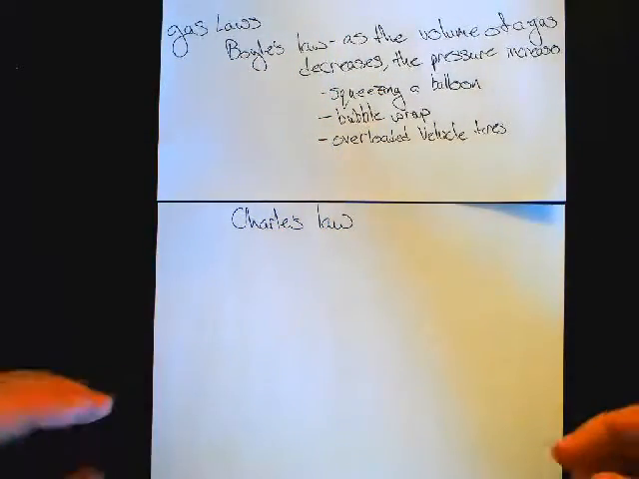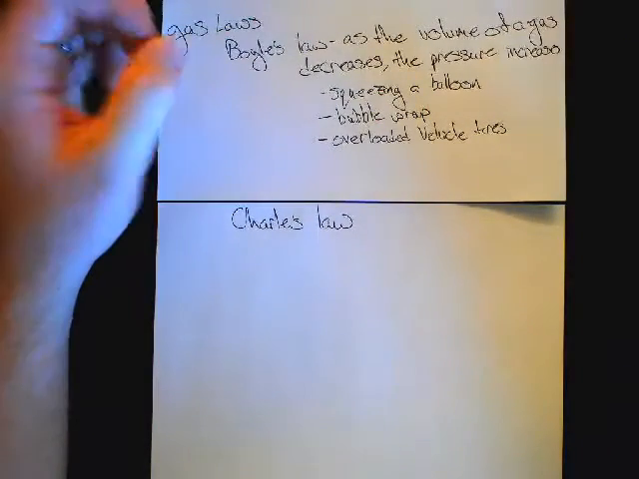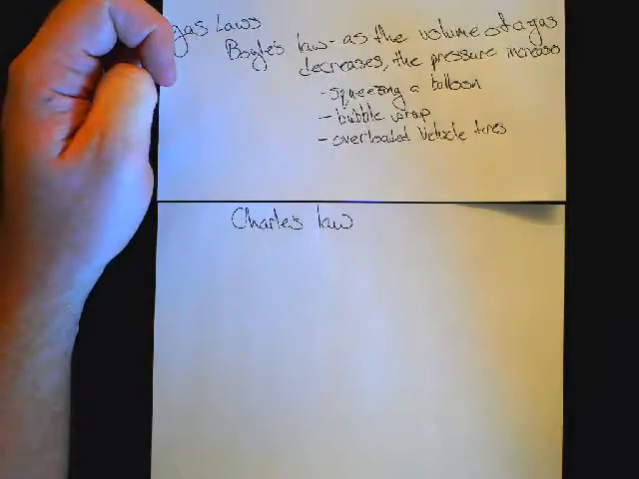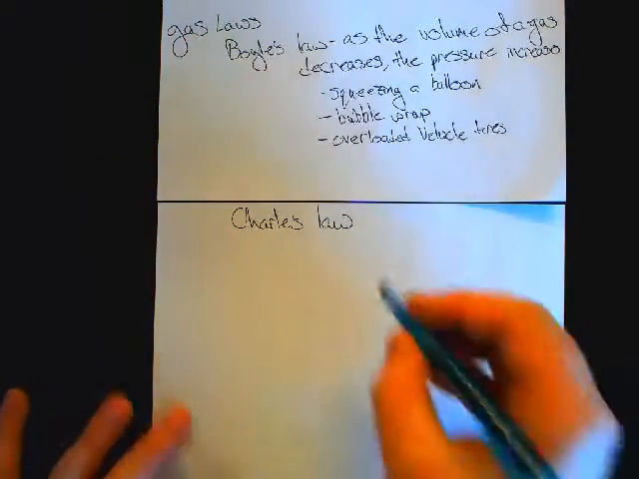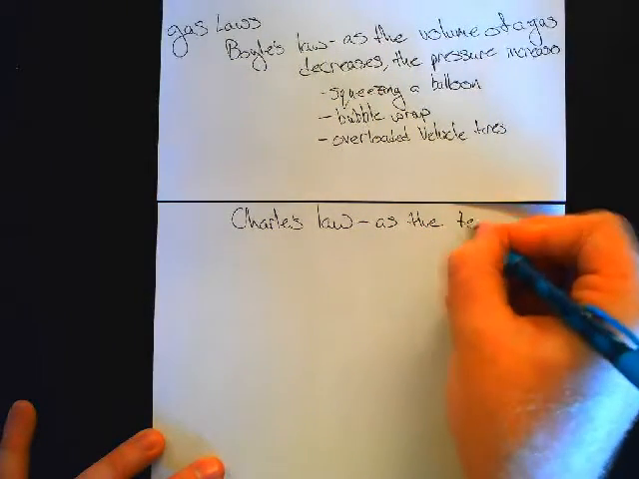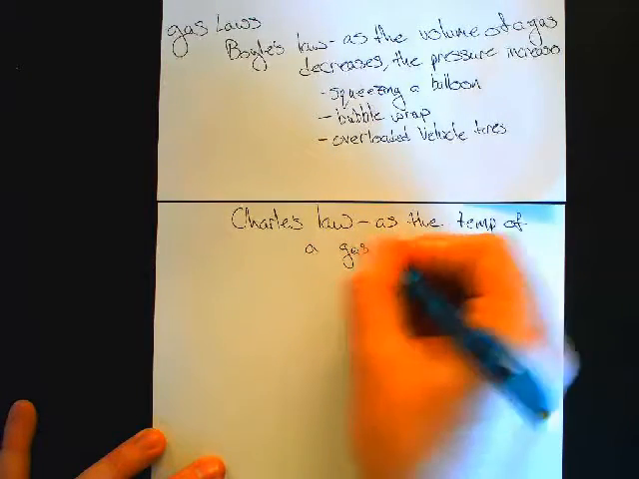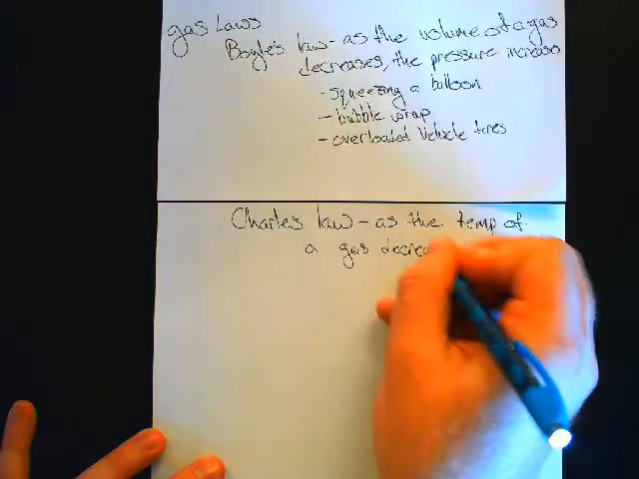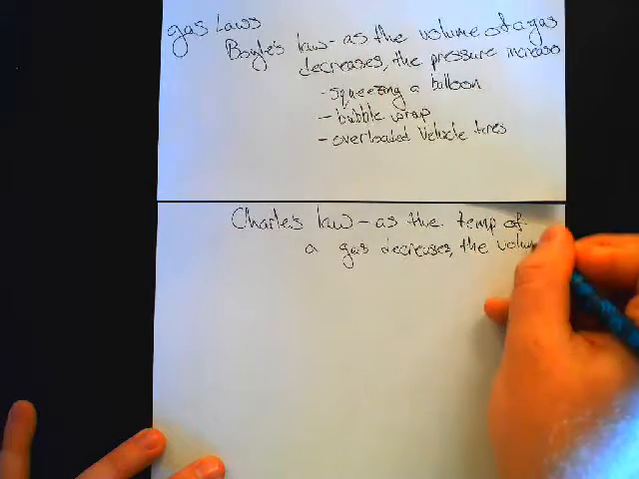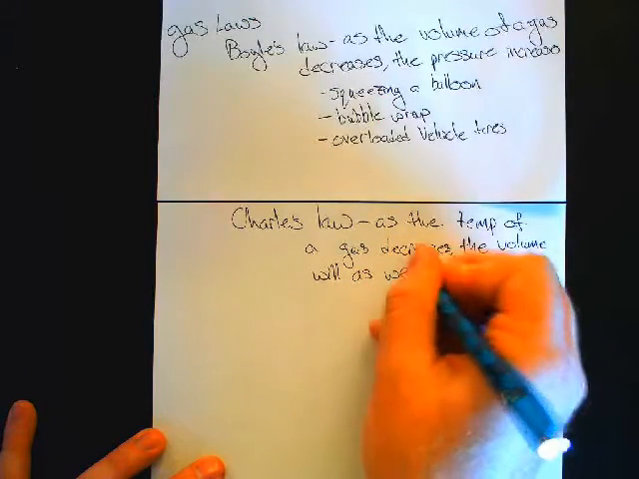Charles' law is a relationship between volume and temperature and indicates that as the temperature of an object decreases, the volume will decrease as well. As the temperature of a gas decreases, the volume will as well. Anybody have an example here?